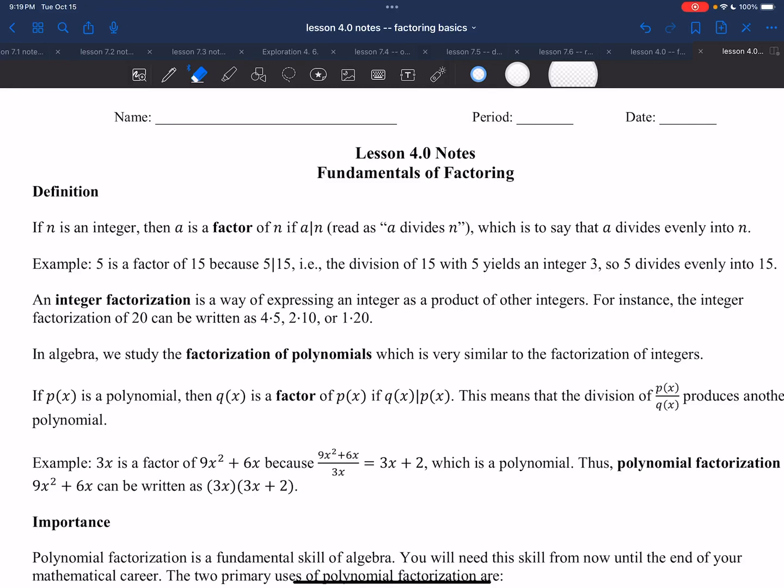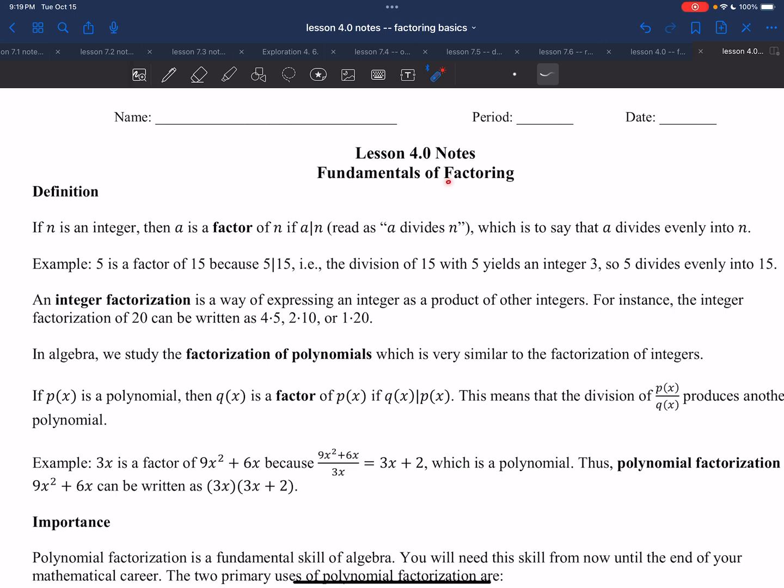Hello, everyone, and welcome to the start of Unit 4. Unit 4 is about quadratic functions. It's a pretty long unit. We talk about a lot of stuff in here: a lot of algebra techniques, application problems, graphing, functions, polynomials. Oh, it's just chock full of great stuff. But we're going to start off with Lesson 4.0 on factoring.